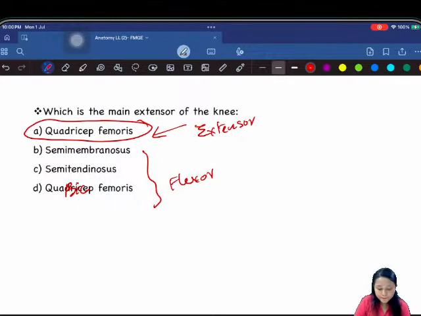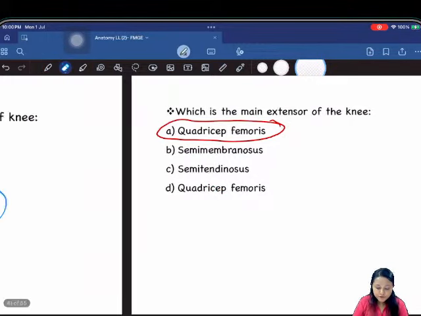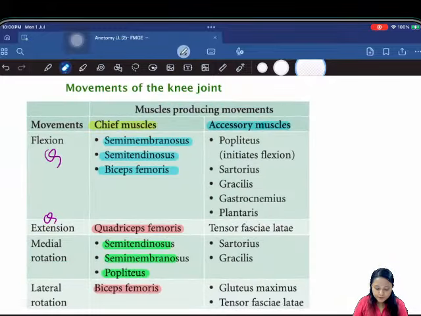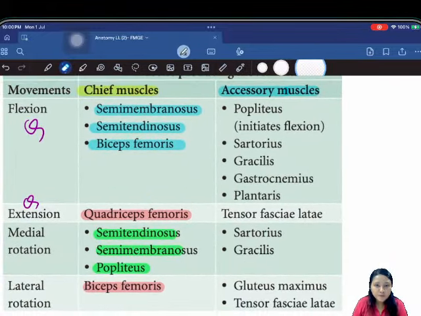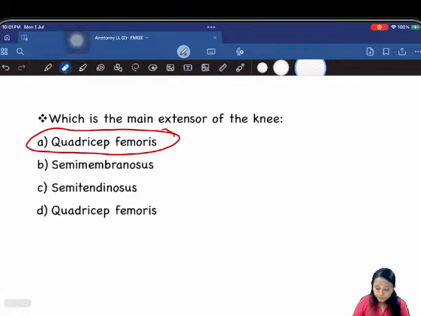So the answer is quadriceps femoris. Just now we have seen this chart. Here we studied that the flexors are semimembranosus, semitendinosus, biceps. So the question came on extensor; next time the question may come on flexor. All of the following help in flexion of the knee joint except, and then there will be the quadriceps. So quadriceps is in extension, and semimembranosus, semitendinosus and biceps are for flexion.